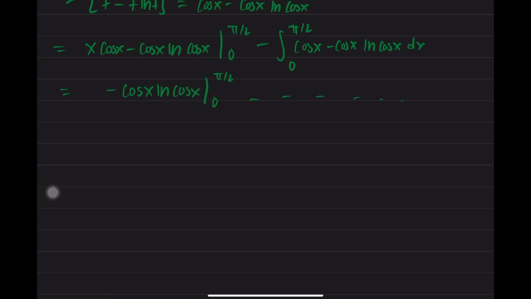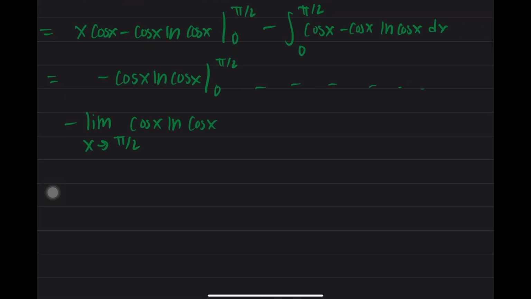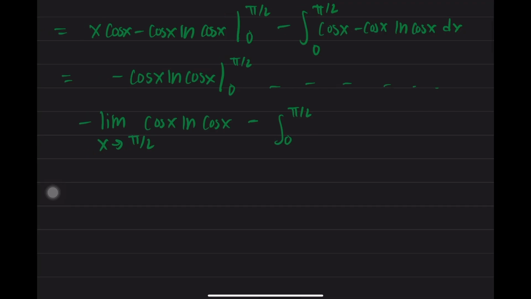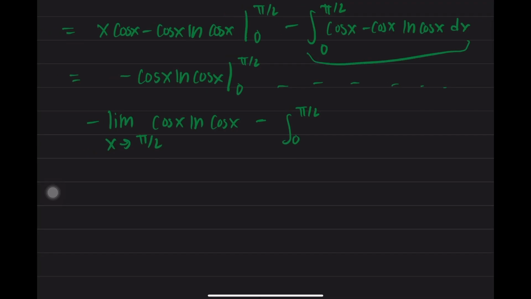That doesn't make a lot of sense. So what we'll do is take the limit as x approaches pi over 2 of negative cosine of x ln cosine of x. And here there isn't much more we can do. We are just going to have to leave this like this for now. So instead we'll look at this integral. Since this limit right now is divergent, we're going to hope another divergent term in this integral will cancel out with this term.